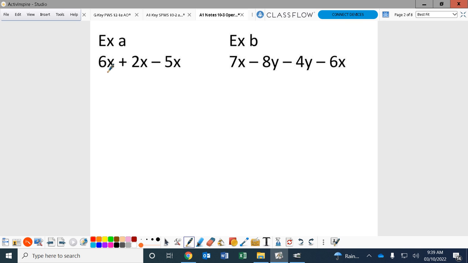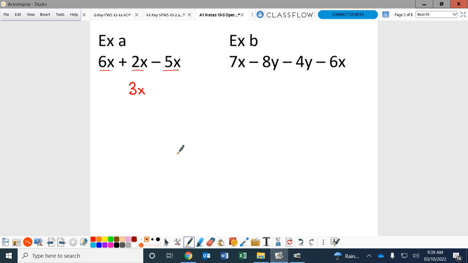These are all like terms. Notice I labeled these with letters instead of numbers. These are kind of like the preview stuff. Guys, if you were going to have this problem, you have 6x, 2x, and 5x, and they're all like terms. You would just combine them. So you would add 6x plus 2x, which would give you what? 8x. And 8x minus 5x would leave you what? 3x. Perfect.